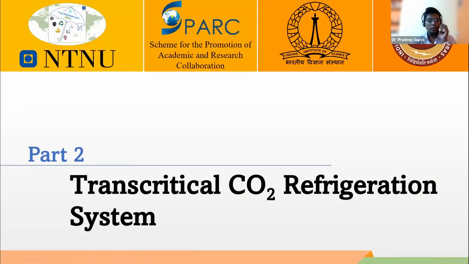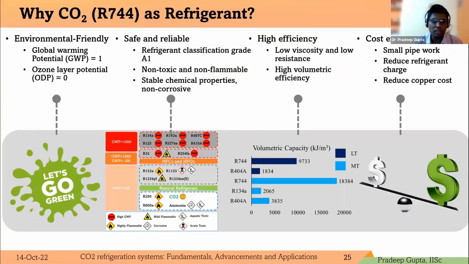Now moving to the transcritical CO2 refrigeration system, or the feasibility of CO2 as a refrigerant. I think most of these slides have been spoken about, so I'm just rushing through them. We know that GWP is 1 and ODP is 0. It is classified as an A1 refrigerant, meaning it's non-flammable and non-toxic. It has stable chemical properties and is non-corrosive. The volumetric efficiency of CO2 is much higher compared to other refrigerants.